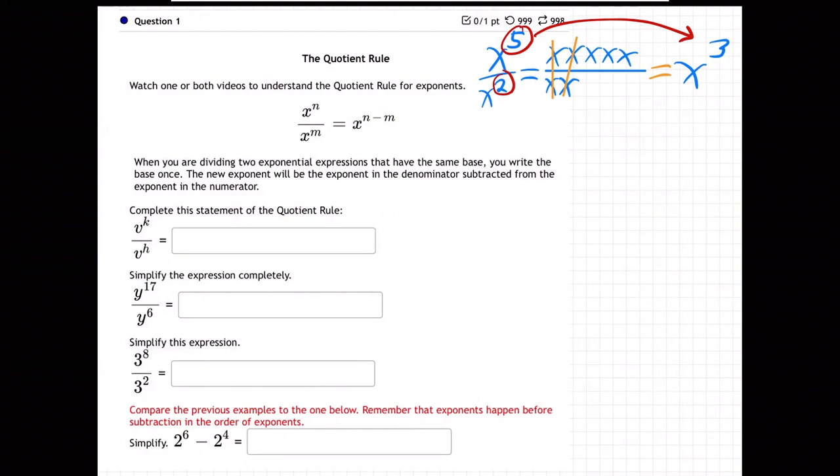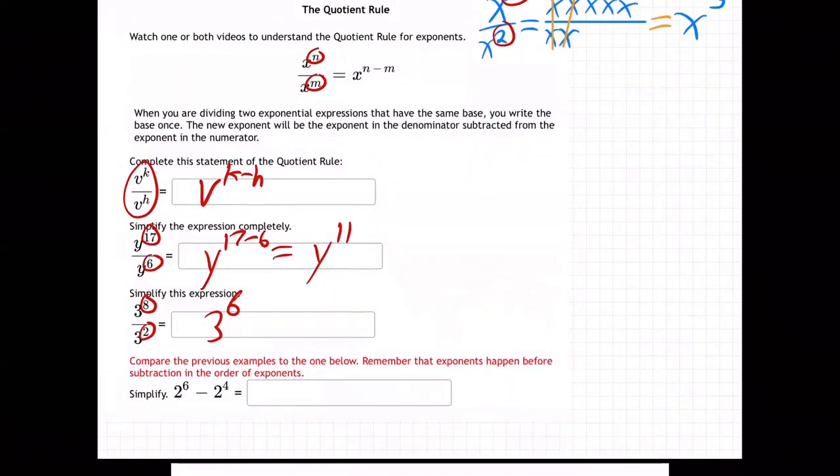Okay, so let's do that. On this one, v to the k over v to the h, that's going to be v to the k minus h. Top one minus bottom one, right? This is top minus bottom. Then this one, y to the 17 over y to the 6 is going to be y to the 17 minus 6. Subtract that and you get y to the 11th. And this one is 3 to the 8th over 3 to the 2nd. Subtract that. It's going to be 3 to the 6th, isn't it? 8 minus 2.